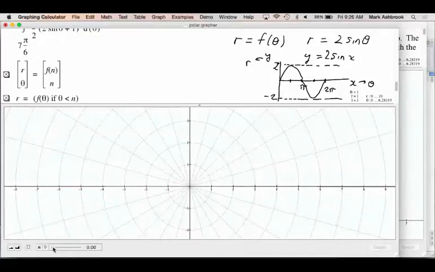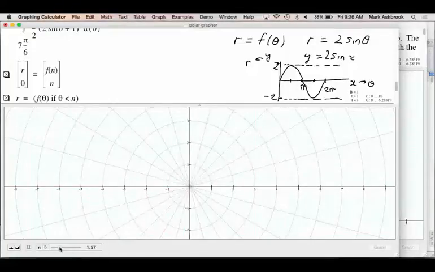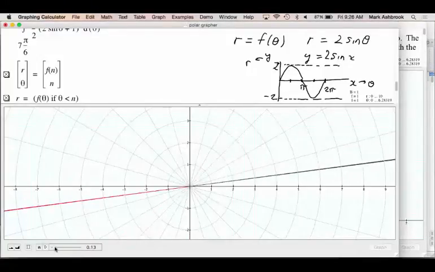Okay, so what happens as theta varies? So here's theta varying from 0 to pi over 2. Watch, ready? What does r do as theta varies from 0 to pi over 2? So you look at the graph. R starts at 0 and does what as theta varies from 0 to pi over 2? Increases up to 2. So what will that look like in the polar plane, thinking about how things are graphed?